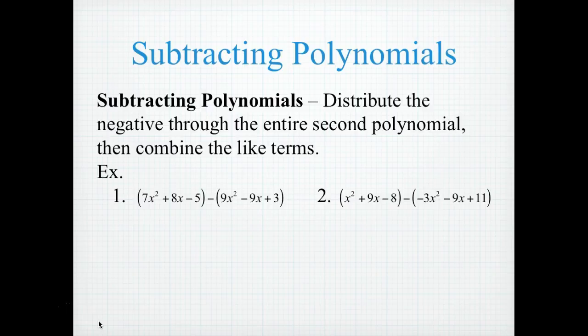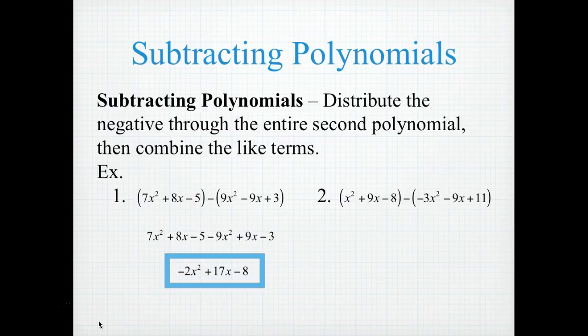So distributing the negative to the second polynomial will look like this. We'll have 7x to the second plus 8x minus 5, and that will become a negative 9x to the second, a positive 9x, and a negative 3. Now when we combine like terms, 7x to the second minus 9x to the second give us negative 2x to the second. 8x and 9x combine to give us 17x, and negative 5 and negative 3 combine to give us negative 8.